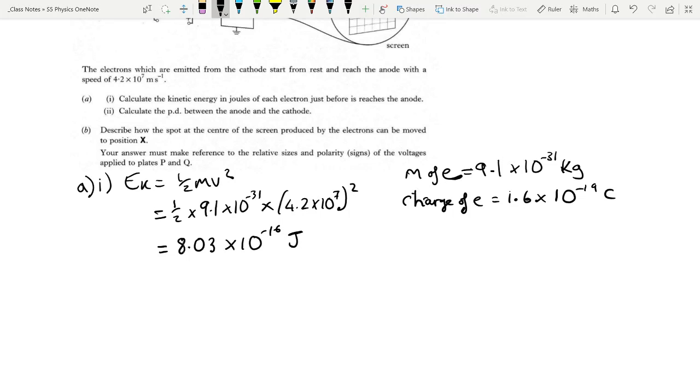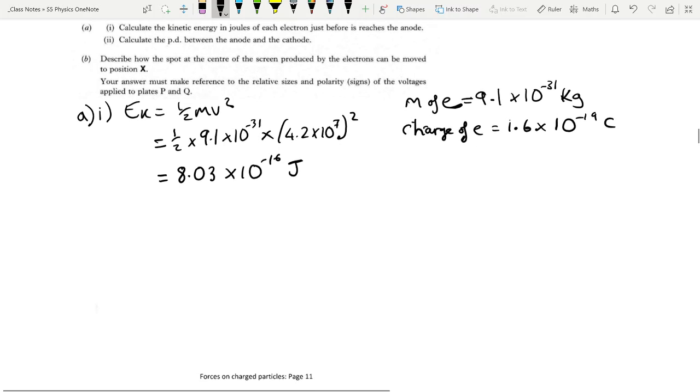So make sure you're getting that answer. Because generally in these kind of questions, they're relatively simple theory, but because there's all the 10s to the minus 31s and 10s to the 7s and squaring them, quite often people just make mistakes by putting things into their calculator wrong. So just make sure you are happy with putting things into your calculator and you're getting the right answers. If anyone isn't, please let me know.